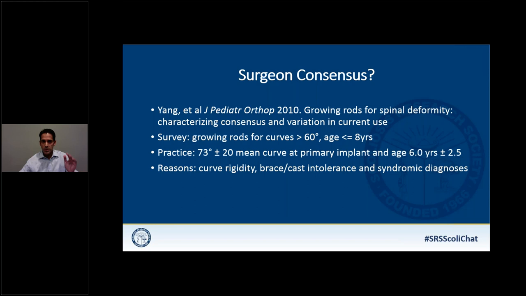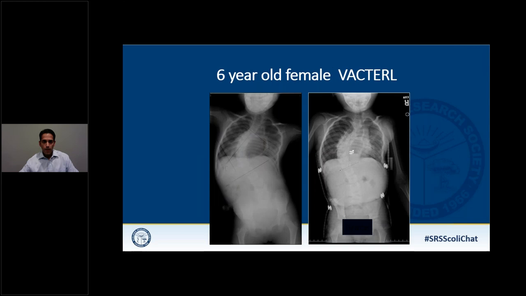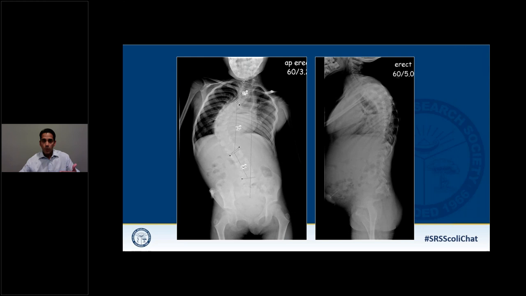This is about the most straightforward patient we might consider for growing rods. They have failed bracing, their curve has progressed to 60 degrees, and they're not very young, but still around 6 or 7 years old. So this is another example, a six-year-old patient with a syndromic diagnosis, sort of like congenital scoliosis. She's progressed despite bracing. She's very stooped over. According to the CEO's classification, we need to act now in order to have the best treatment profile and lowest complication rate.